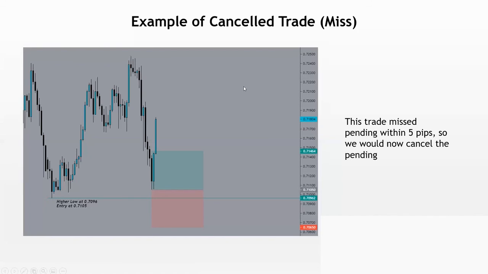So we abandon the level. So this here has been retested because it's missed our entry by 1 pip. So this trade, because it missed within 5 pips, this level is now invalid. And even if price comes up here, makes some new structure and comes back down, we are not taking the trade. We want to avoid it at all costs. Okay?